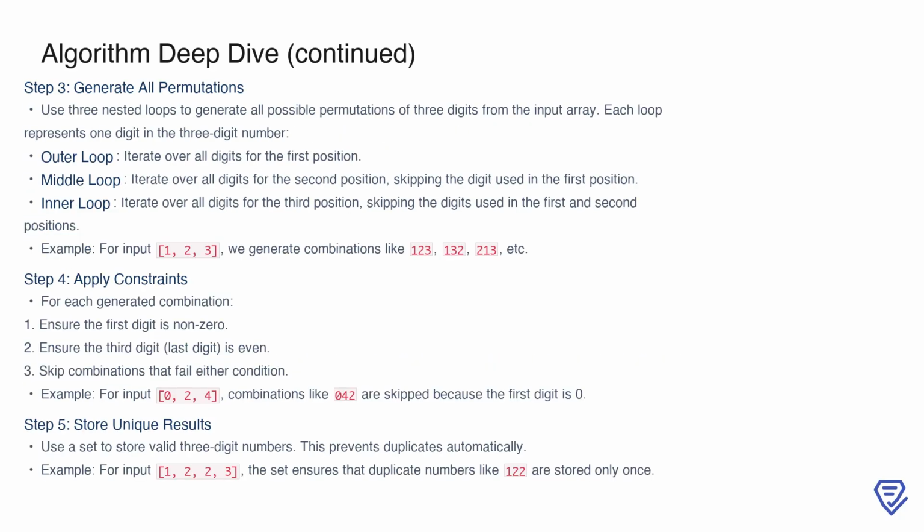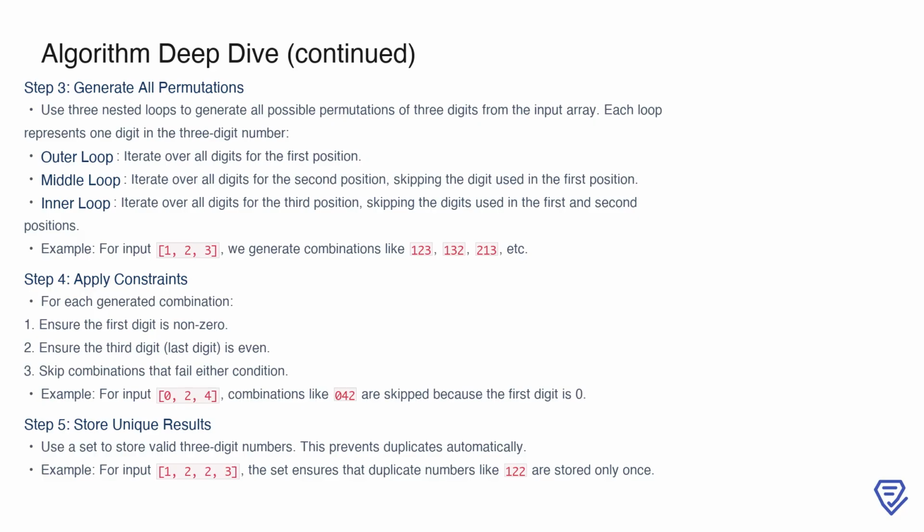Once the even digits are identified, we proceed to generate all possible three-digit permutations using three nested loops. In the outer loop, we select a digit for the first position. The middle loop selects a digit for the second position, ensuring it's not the same as the first. The inner loop selects a digit for the third position, skipping the digits used in the first and second positions. For example, given the input 1, 2, 3, we generate combinations like 123, 132, 213, and so on.